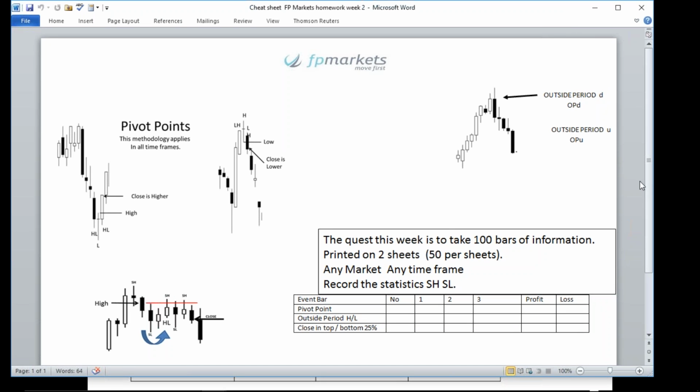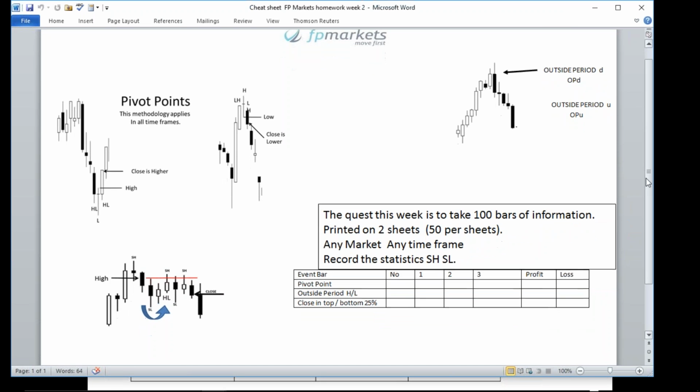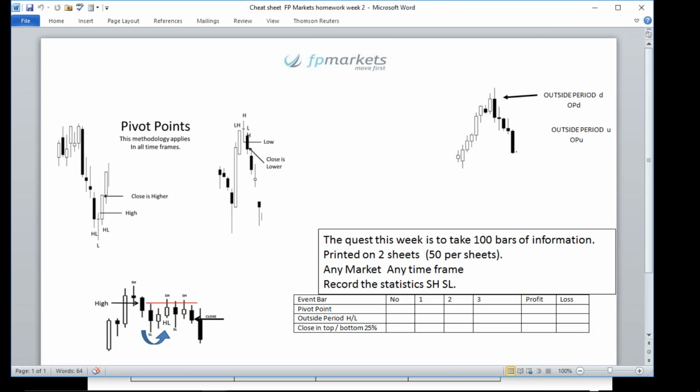Okay, this is the cheat sheet from last week. I've simply updated it a little bit. You'll notice down on the left-hand corner, down the bottom, there is this little graphic here, and I have marked the spike lows and spike highs on there. The homework this week is simply this example here: take only 100 bars this time of information printed on 2 sheets, any market, any time frame, and just record out the spike highs and the spike lows along the way. As simple as that.